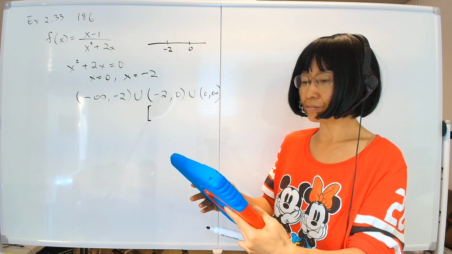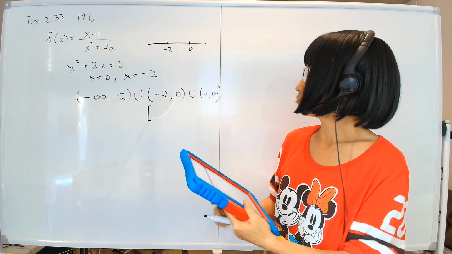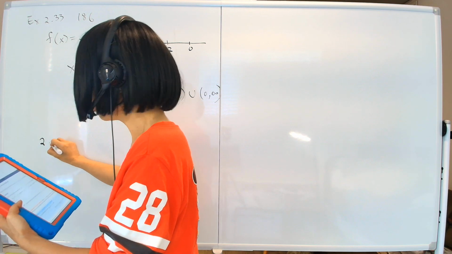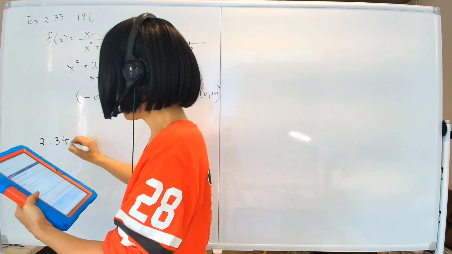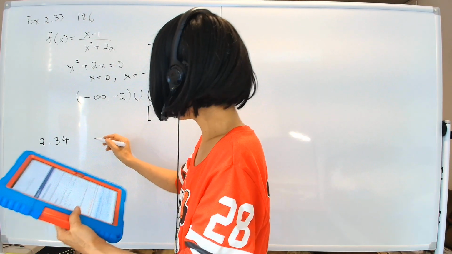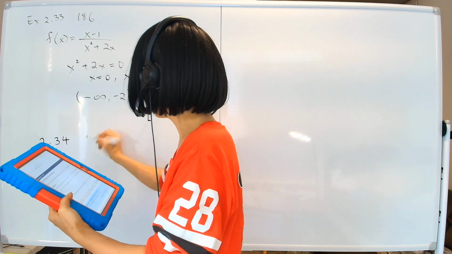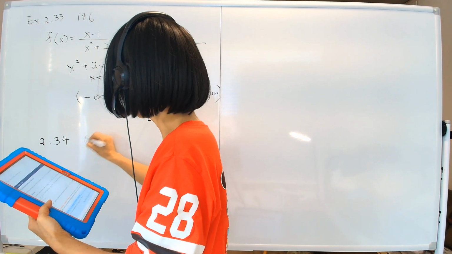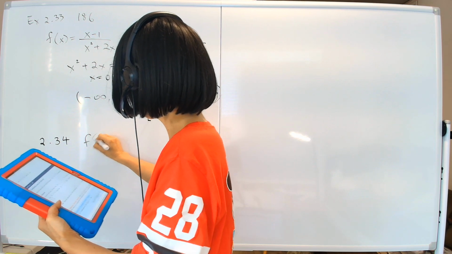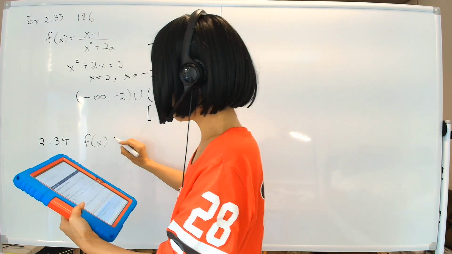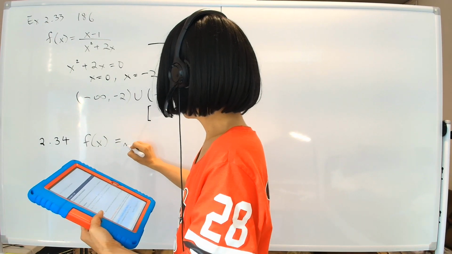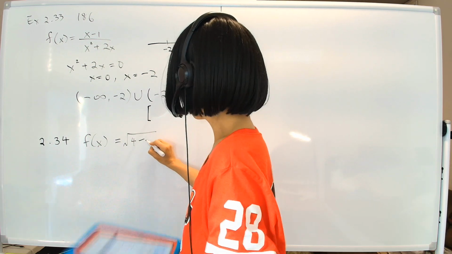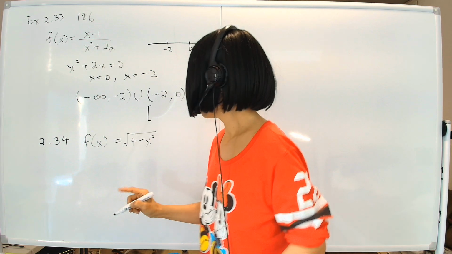Continuity over an interval. Example 2.34 wants you to look at a square root situation. You have your function f, f of x equals the square root of 4 minus x squared. What is that thing?